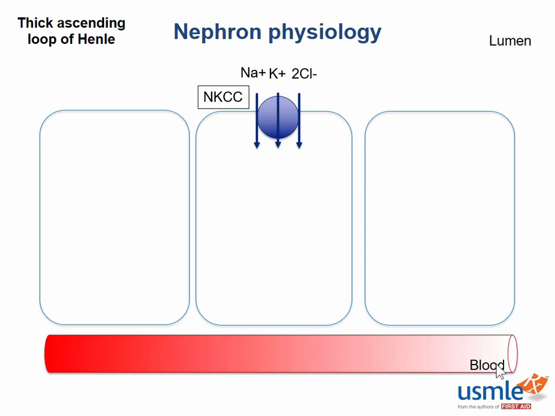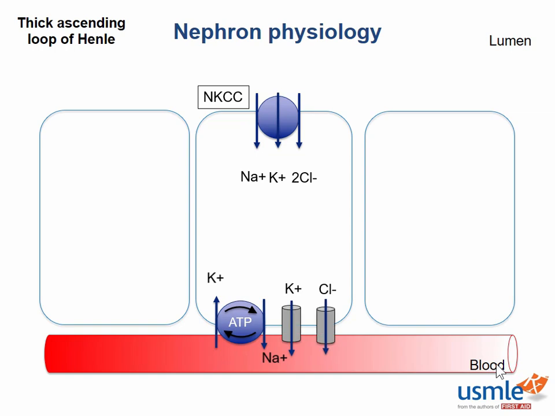The NKCC transporter is powered by a basolateral sodium-potassium ATPase that is responsible for generating a favorable sodium gradient. At the opposite side of the cell, both the potassium and chloride will proceed to diffuse down their electrochemical gradients through a series of ion-specific channels.